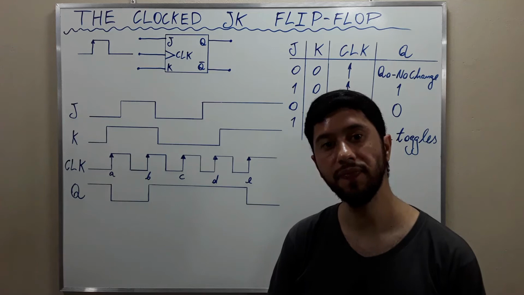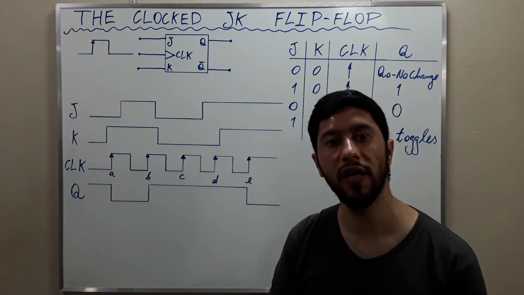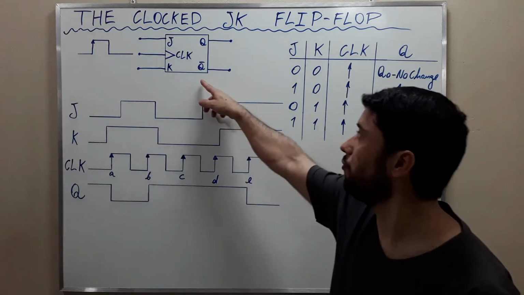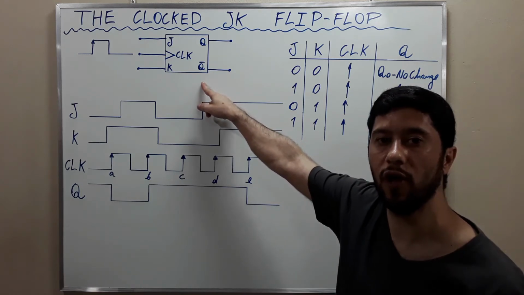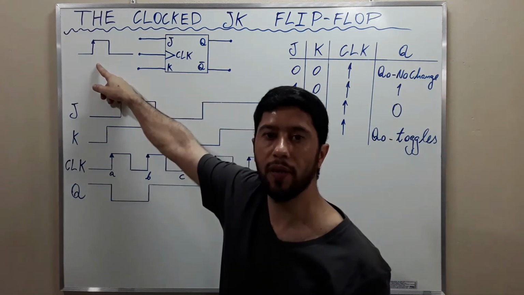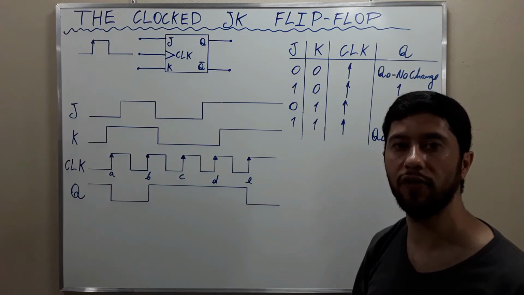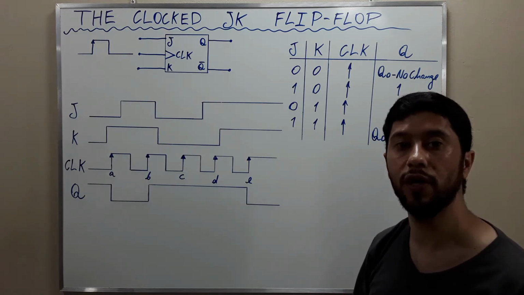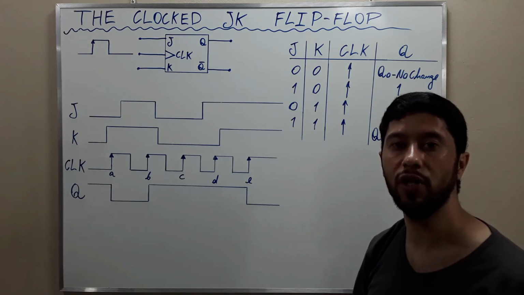Hello everyone. In this video, I would like to invite you for a conversation about the clock, the JK flip-flop. The figure shows the logic symbol of the clock, the JK flip-flop, that is triggered by the positive going edge of the clock. The J and K inputs control the states of the flip-flop, but the flip-flop will respond to the inputs only at the occurrence of the positive going edge of the clock.